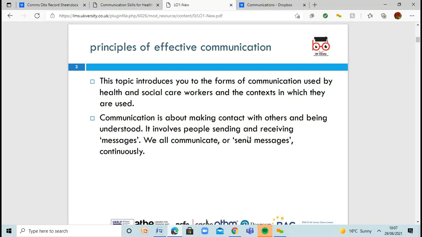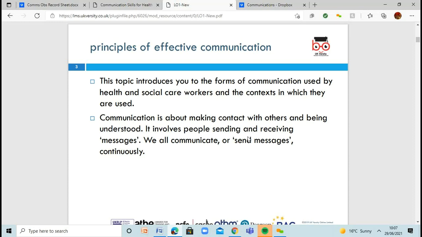So before we start, we're just going to talk about the principles of effective communication. Now this is part of 1.1. What we're going to talk about for principles of communication just helps you to know what sort of context health and social care workers will work in and how they communicate.